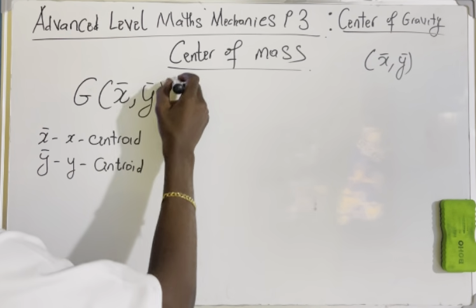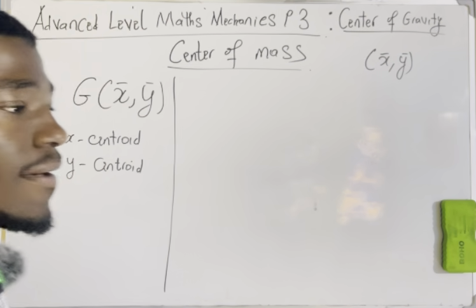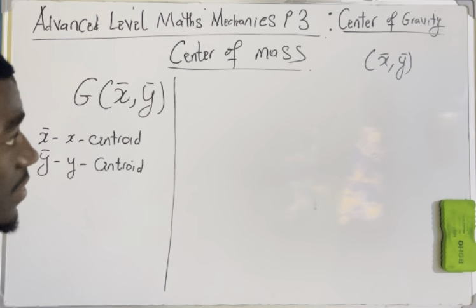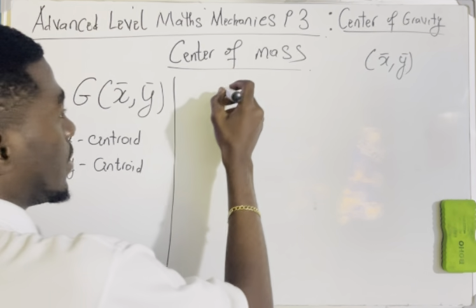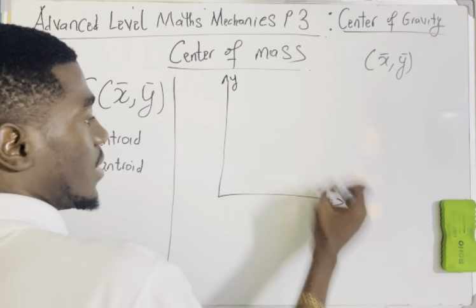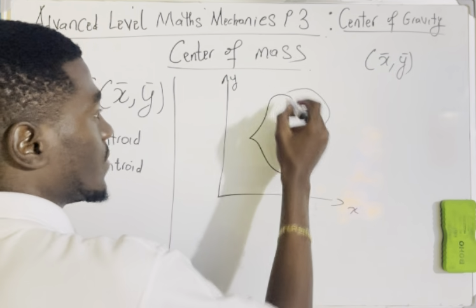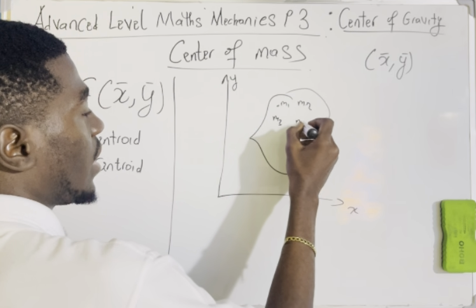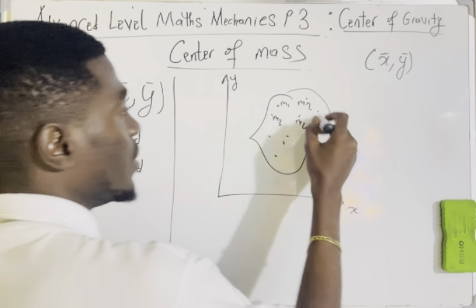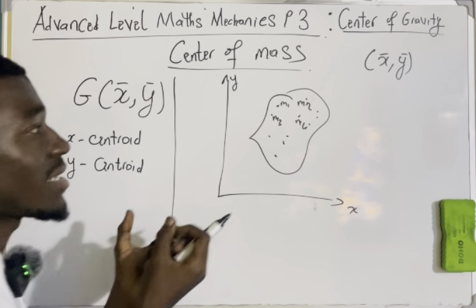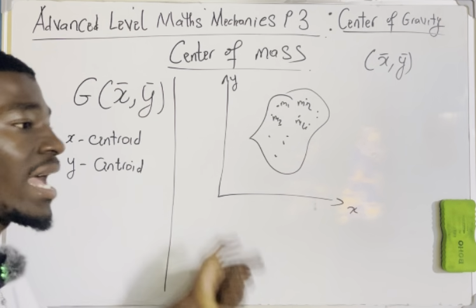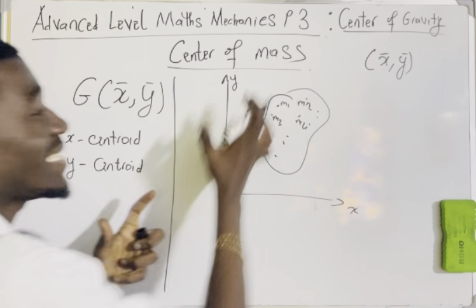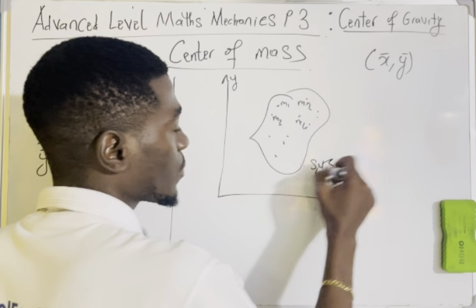Now, let us talk about discrete masses. It means that if I'm having a system with a discrete number of masses, let's take an example, I'm having my y and x bar. I'm having a system like this with a discrete amount of masses m1, m2, m3, m4, and so on. Now, discrete means that I can count the number of masses inside the system. They are countable. So I'm having a discrete number of masses like this. I want to calculate the center of mass of this system.